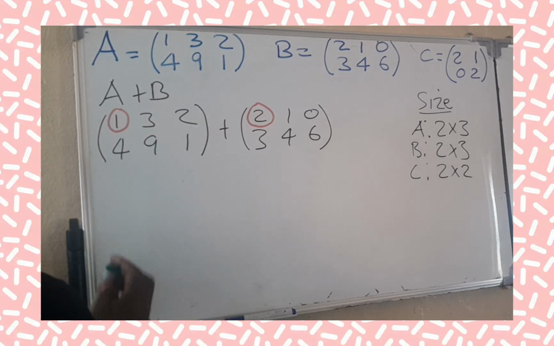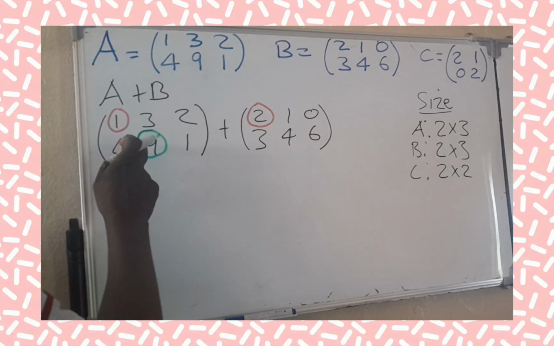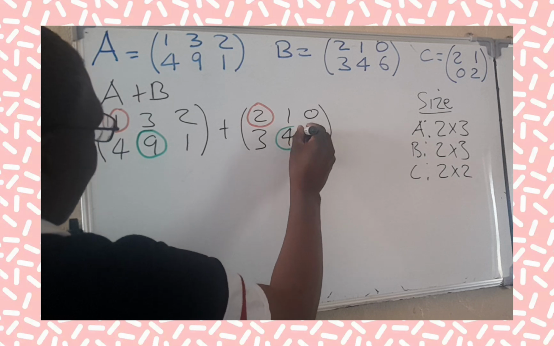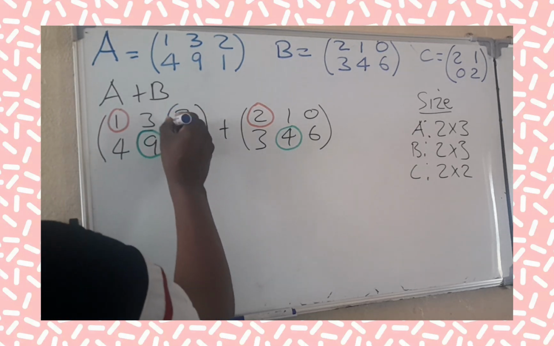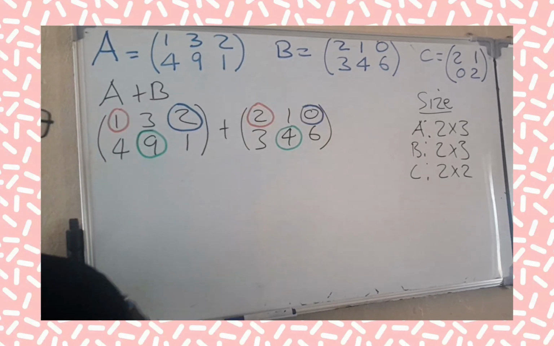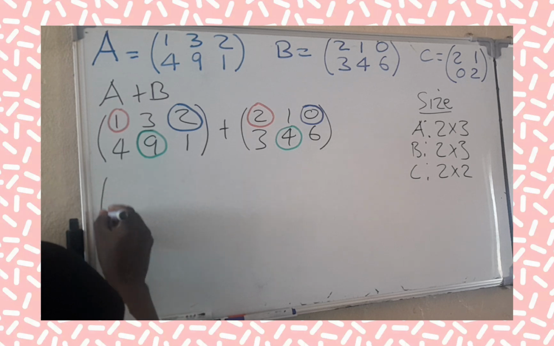We can pick another element at random in matrix A. Let's pick the 9 and circle it in green. The 9 is occupying the same position in A as the 4 is occupying in B. So these are corresponding elements. Lastly, we can choose a third one, which we will circle in blue. The 2 here is occupying the same position as the 0 here. So these are corresponding elements. So we are going to add corresponding elements, and this is what we do.